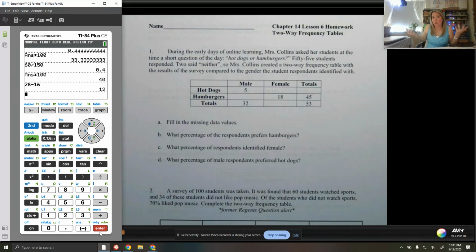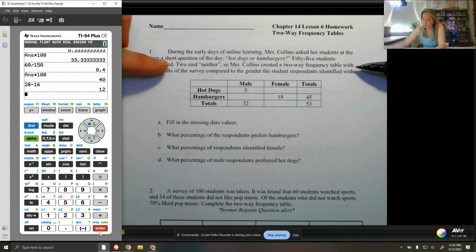So during the days of fully online learning back in early COVID years, I gave a question every morning that was just kind of a random, fun question. And one of the questions that I asked was hot dogs or hamburgers. That was kind of a daily check-in type question. I actually took that information and created this two-way frequency table with it. So what I did was took out the two people that said neither out of my 55 students at the time, because I get it, neither, okay, totally understandable.